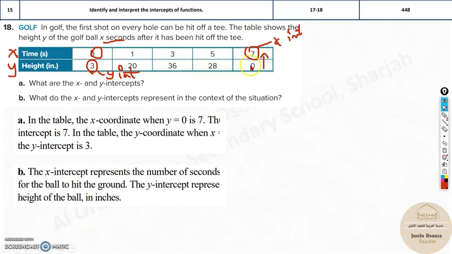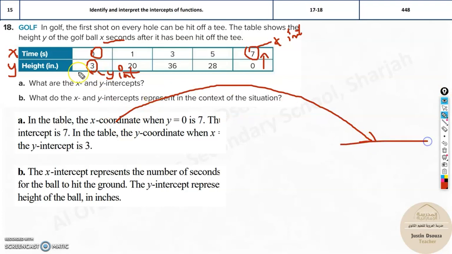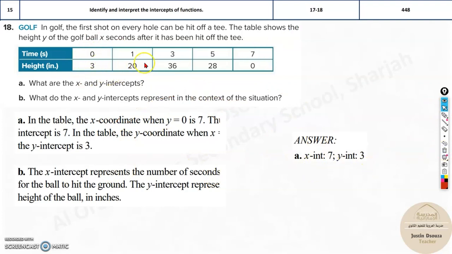X-intercept, right? Over here, now it's the height. It goes like this and it falls down. When the height is 0, that is the x-intercept. Whereas the y-intercept represents the height of the ball in inches at the beginning. That is the start of the ball, so when it starts. So that's it. Over here, the main thing is understanding what the x- and y-intercepts are. That's it. It's just two topics.